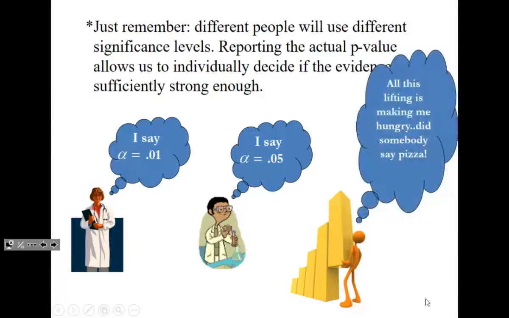And of course, carrying boxes can make people hungry. This person might use their alpha of 0.1.